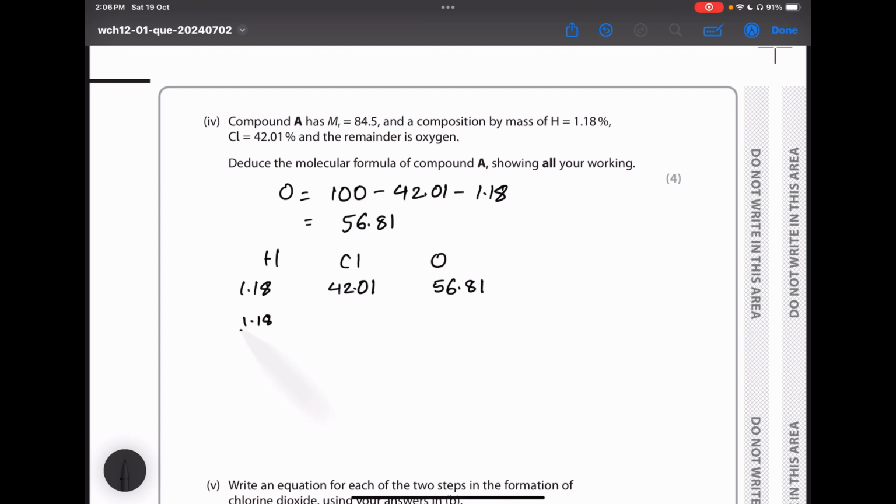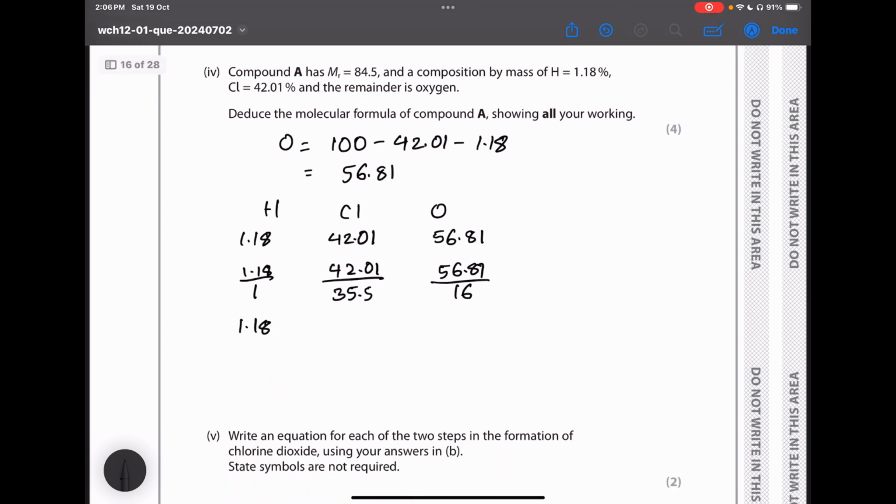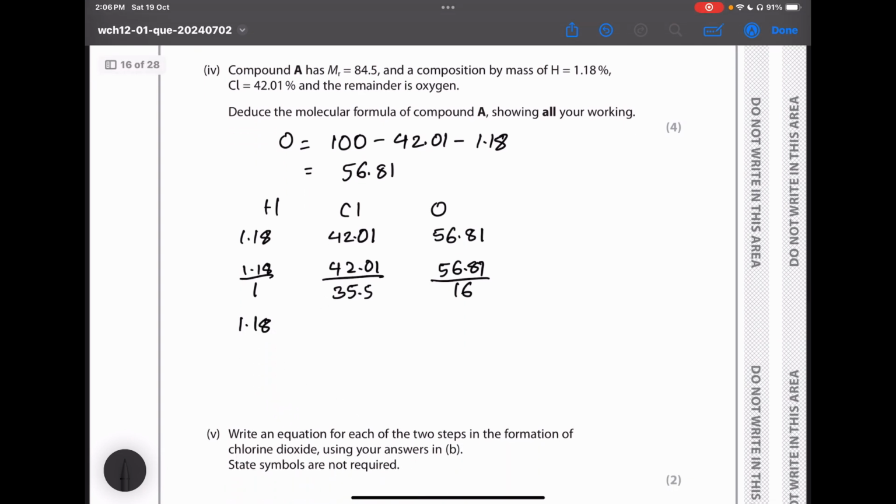So 1.18 over 1, 42.01 over 35.5, and 56.81 over 16. We get 1.18 over here. If we plug in this one in the calculator, we get a value of 1.1834, so 1.18. And for oxygen, we get a value of 3.55. So the smallest is 1.18.